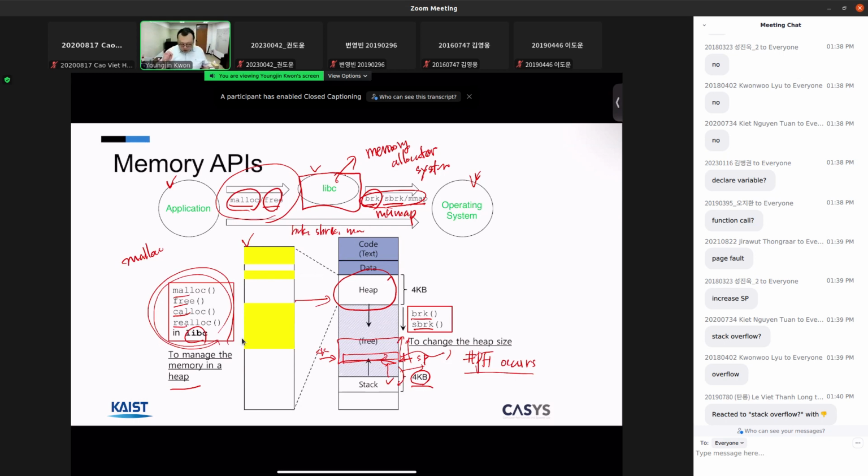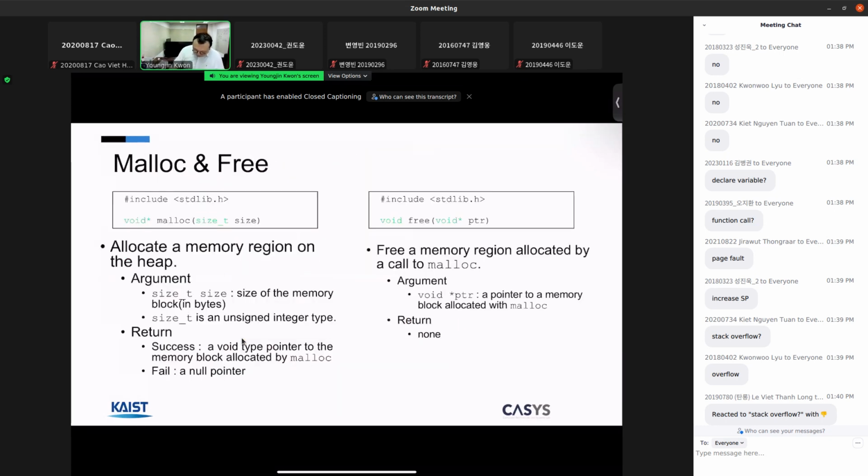Does it make sense? Okay, so we are focusing on heap. The malloc and free API, you are already familiar with this API. Malloc returns a virtual address space. This is the size argument of malloc.